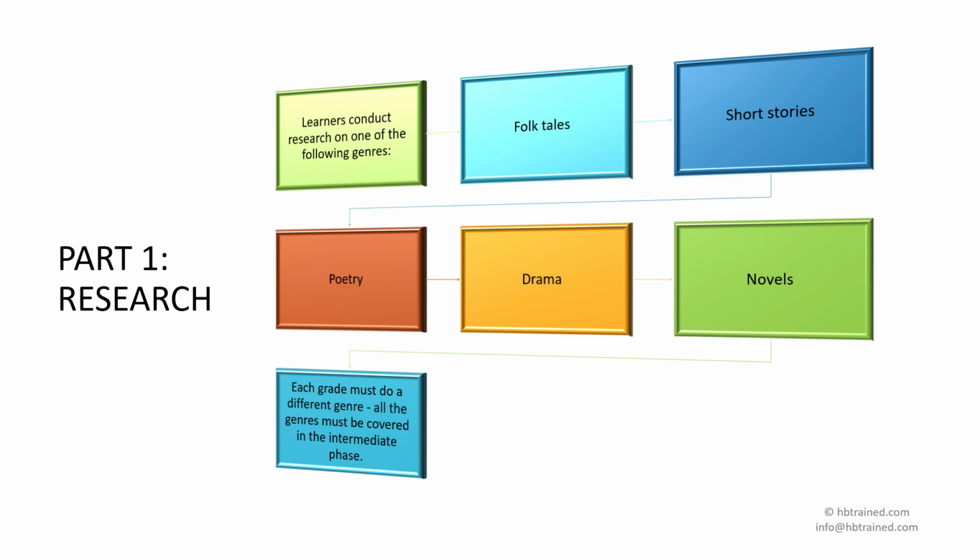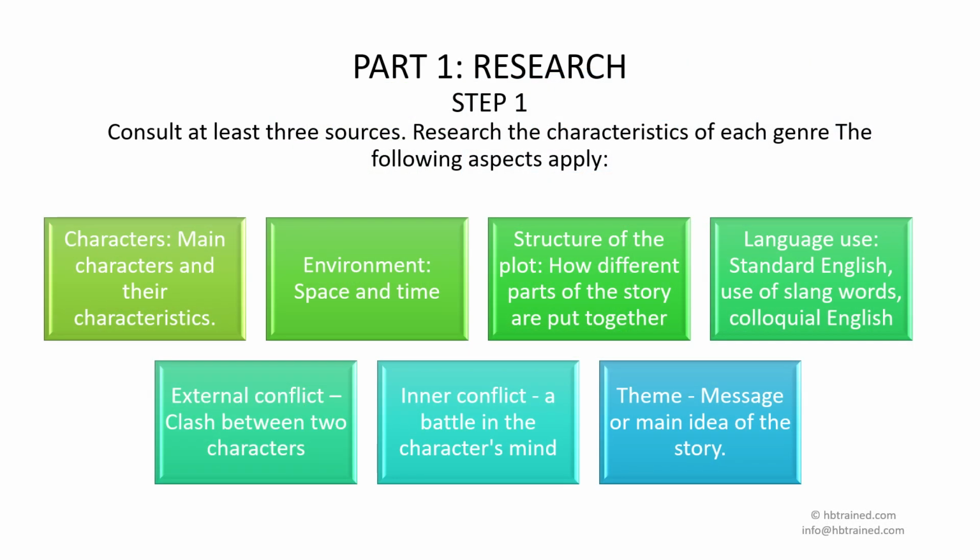Part 1. The research. Learners conduct research on one of the following genres: folk tales, short stories, poetry, drama, novels, and each grade must do a different genre. All the genres must be covered in the intermediate phase. Part 1. Research. Step 1. Consult at least 3 sources.